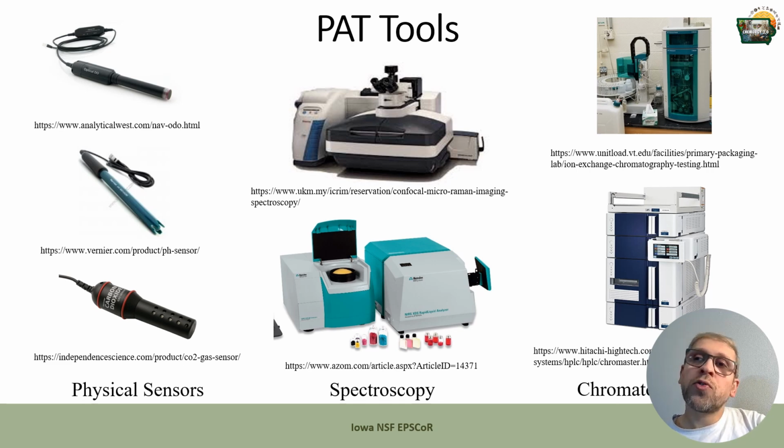Also, we can gather useful information about chemical composition or physical and chemical characteristics of our sample using spectroscopy or chromatography techniques. For example, we can use Raman spectroscopy or NIR spectroscopy. Also, we can utilize HPLC, high performance liquid chromatography, or ion exchange chromatography to obtain useful information about our samples, and based on that we can improve our product quality.